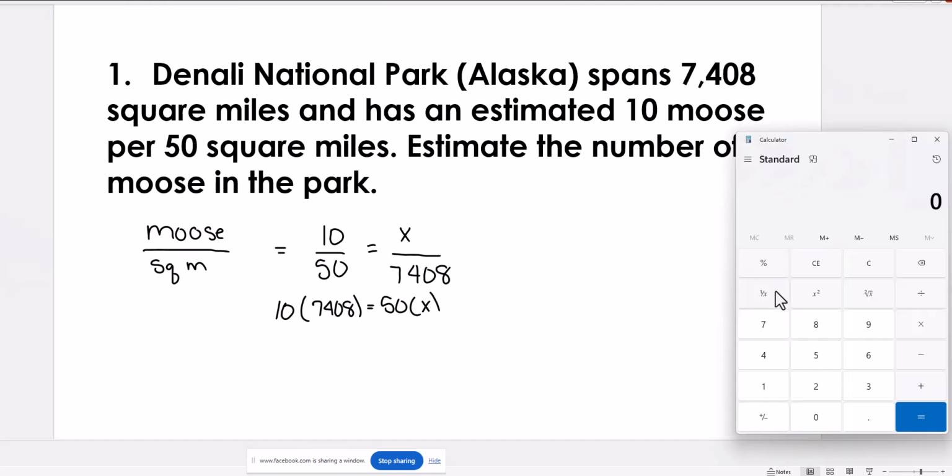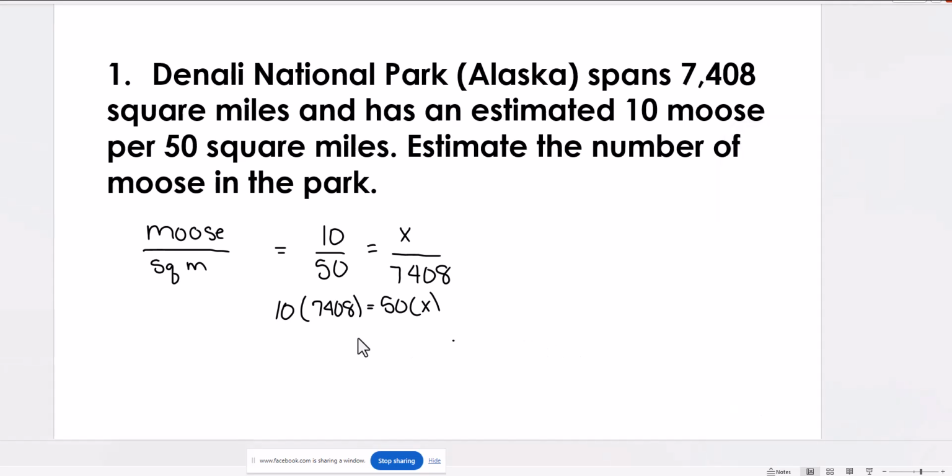Now let's grab our calculator. We're going to take 10 times 7,408, and we end up with 74,080 equals 50 times x, which is 50x. Now we have to get x by itself. Whenever we have a number next to a letter, it means to multiply. So the opposite of multiplying is dividing. I'm going to divide both sides by 50. Now 50 over 50 cancels, and that's going to give us just an x.